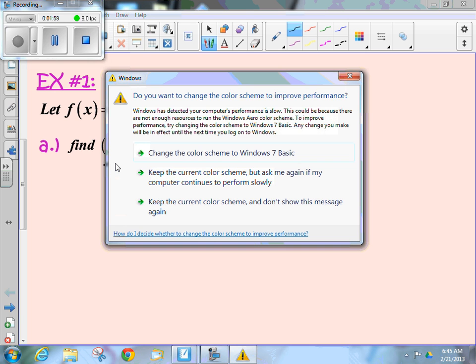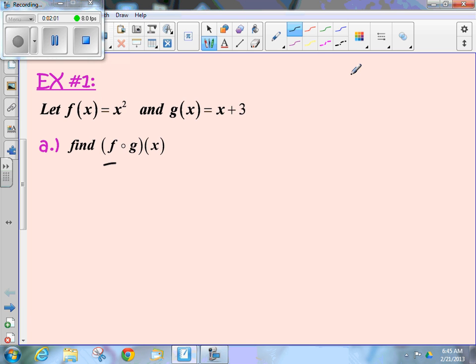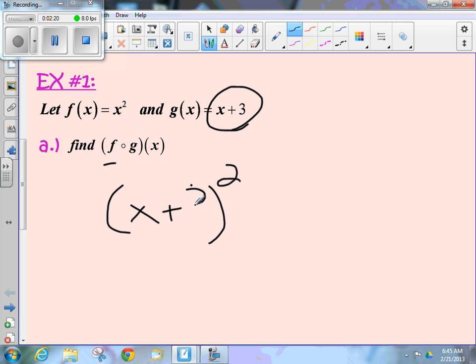But wherever we see an x, what are we going to plug in? Well, we're going to plug in this whole g function. So if I start with the f function, that's x squared. But instead of an x, we're going to plug in the g function. So I'm going to plug in an x plus 3. So I'm trying to do this by hand. I look like a 3-year-old writing. Okay, so I get x plus 3 squared.